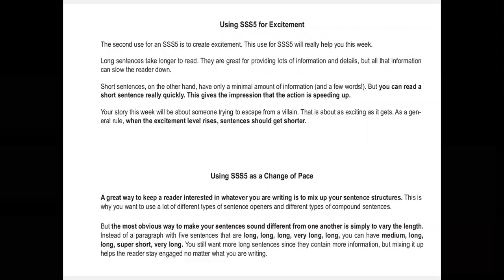Okay, and then you can also use it as a change of pace, right? And I tell the kids, you have your sentences all in your paragraph, and you have da da da da da da, da da da da da da, with the sentence opener or pause there.